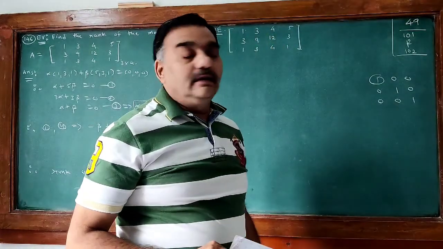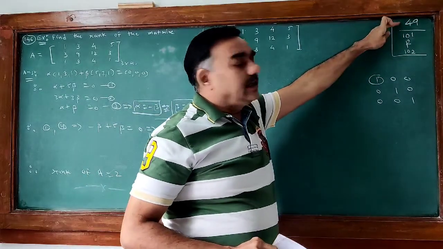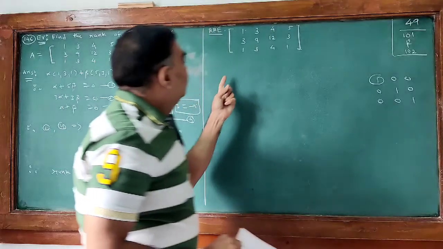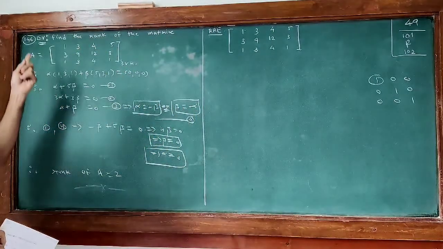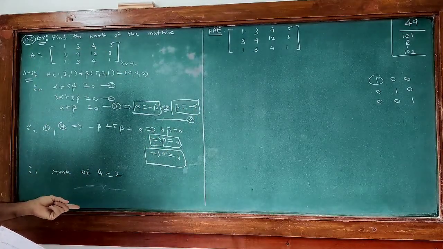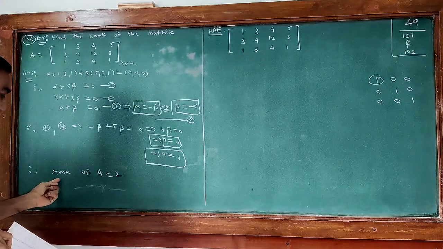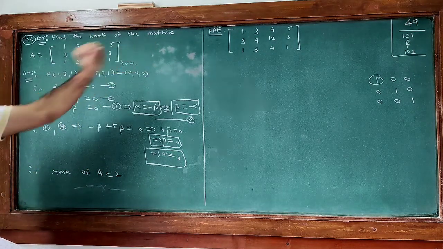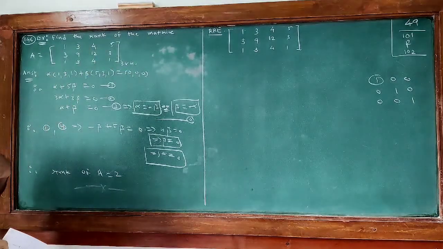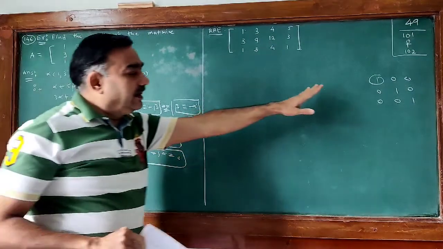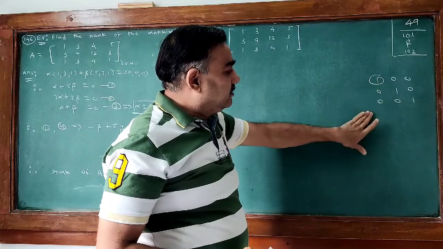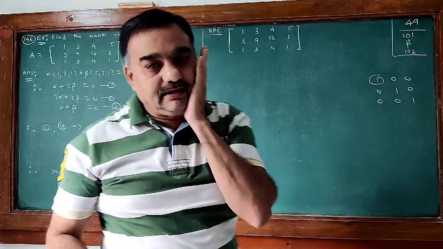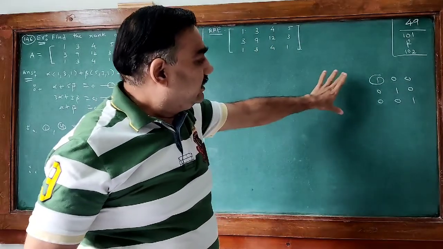Dear students, I start with lecture 49 of 101 and 102. We have already started this sum and we have found the rank of this matrix A. But we have to proceed by the row reduced echelon form. You know that we have to find it in the form of 100, 010 and 001. The maximum identities will be there.